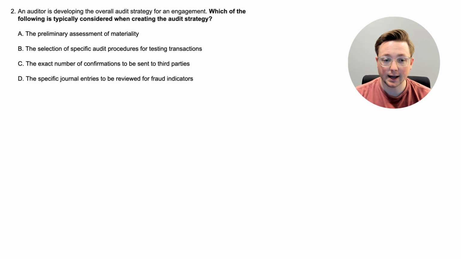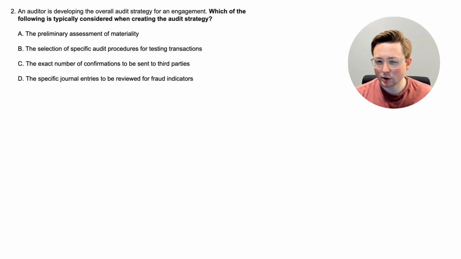Let's go through the options. A, the preliminary assessment of materiality. B, the selection of specific audit procedures for testing transactions. C, the exact number of confirmations to be sent to third parties. Or D, the specific journal entries to be reviewed for fraud indicators.